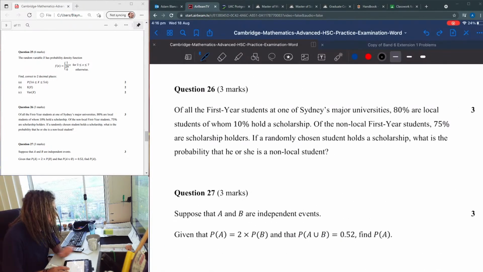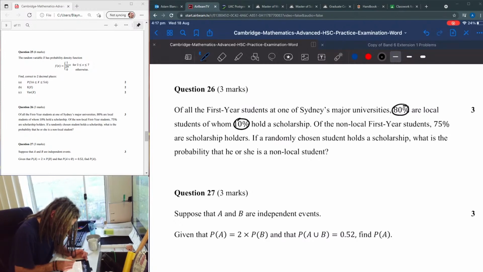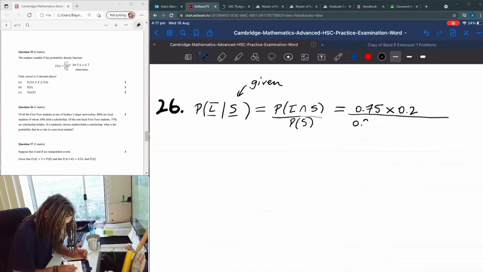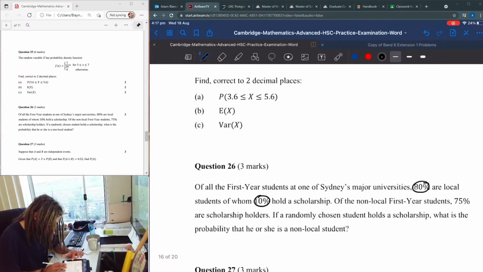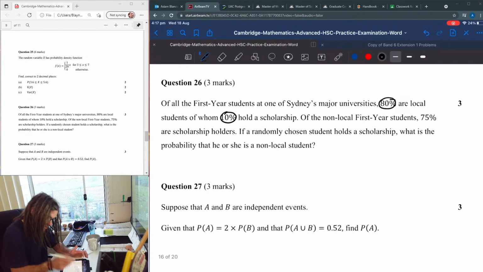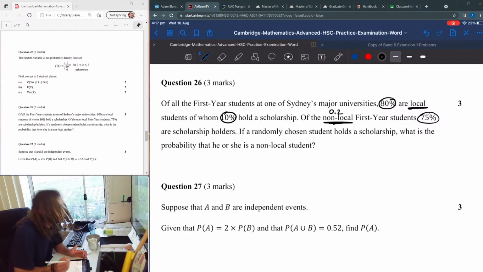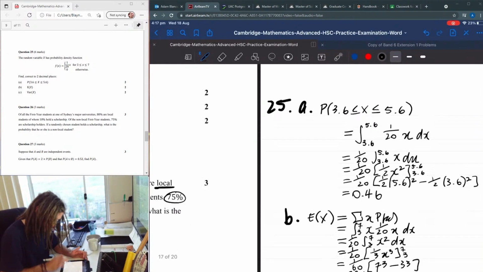There's two cases. So the probability that they hold a scholarship is 80% times 10%. So see how I've got local people, 10% of those hold a scholarship. So it's 0.8 times 0.1. But there's also another scenario, and it's the people that, so that was the local people. Out of the non-local people, there's 75% of them. So that's 0.2 times 0.75.